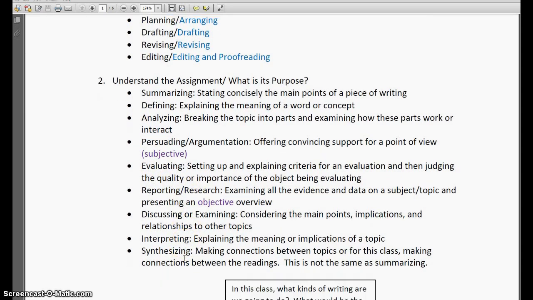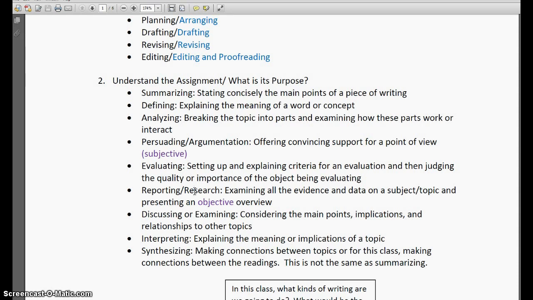And one of the most difficult, I think, is synthesizing. Maybe they want you to take different writings or readings and then put them together. To me, that's a little more difficult, and we will be doing that toward the end of the semester. But let's look back here at argumentation and research. You will do both of those in my class.